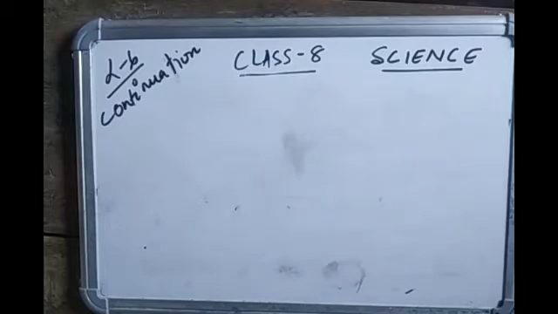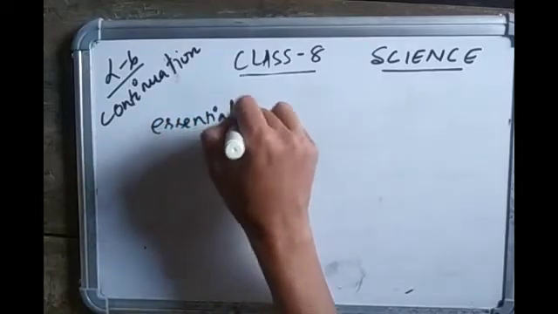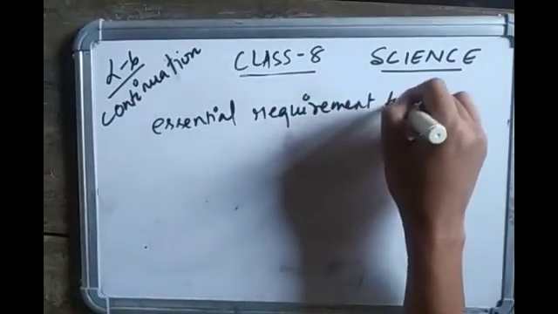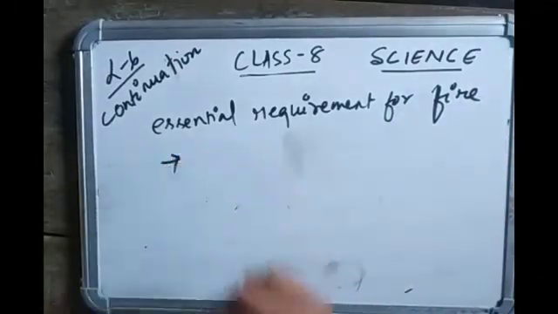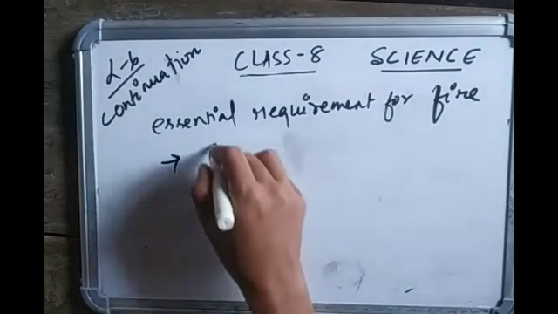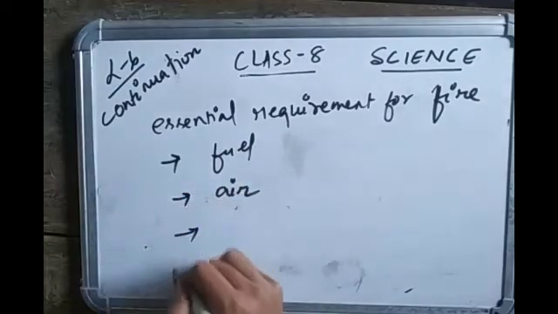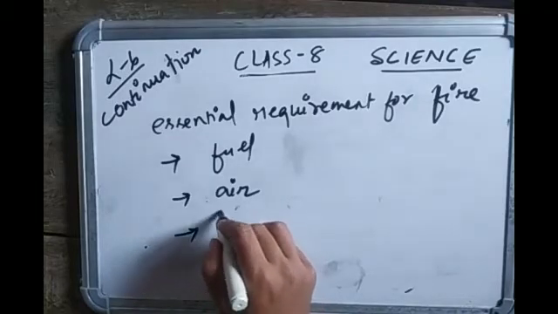So you have learned that there are three essential requirements for producing fire. Essential requirement for producing fire. Fuel, air, then ignition temperature.